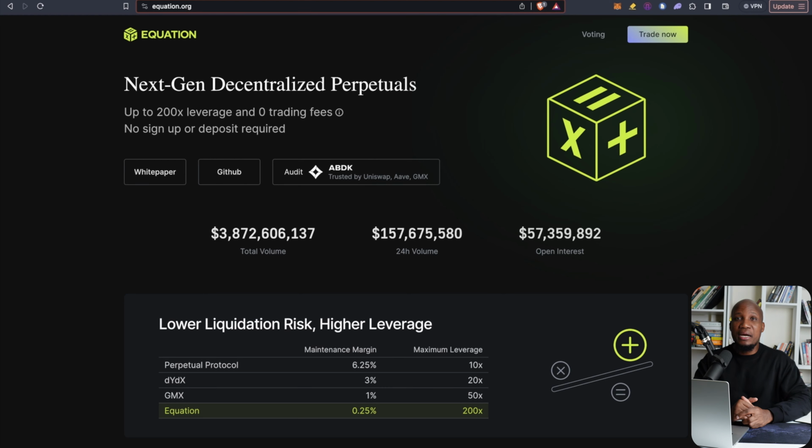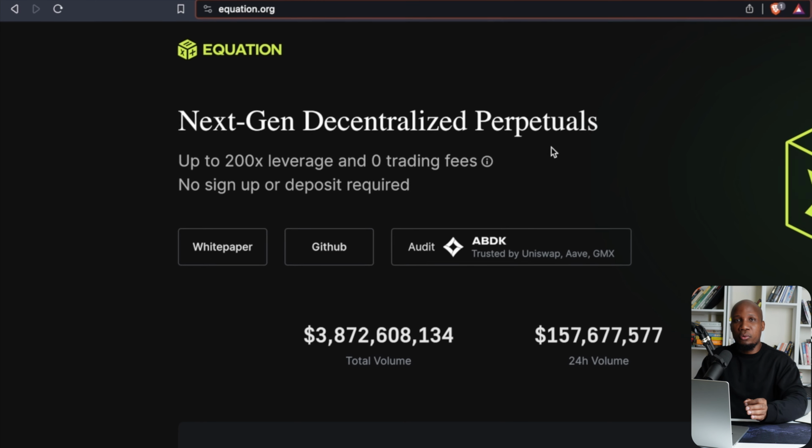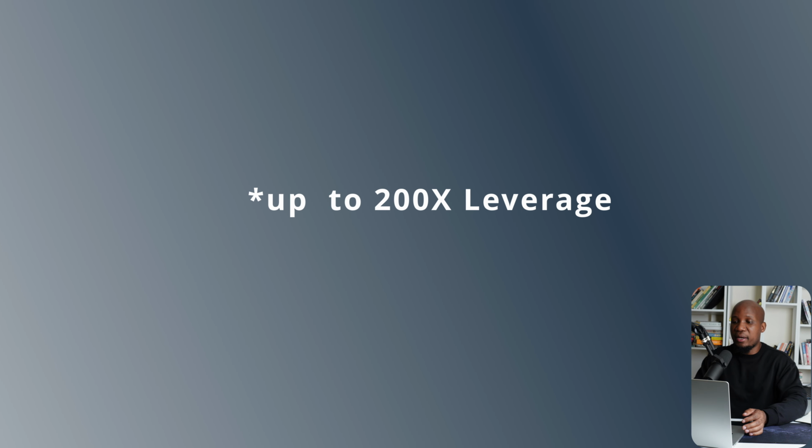In this video, we're looking at how to trade on a decentralized trading protocol, and the platform that we're going to be using here is called Equation. Now, Equation is the next gen decentralized perpetual trading protocol. So this is where you can trade using leverage up to 200%. We're going to be comparing Equation with some of the most popular DEXs such as GMX and DEX.